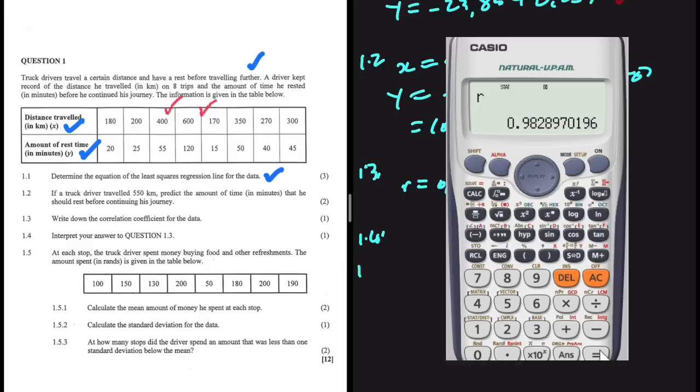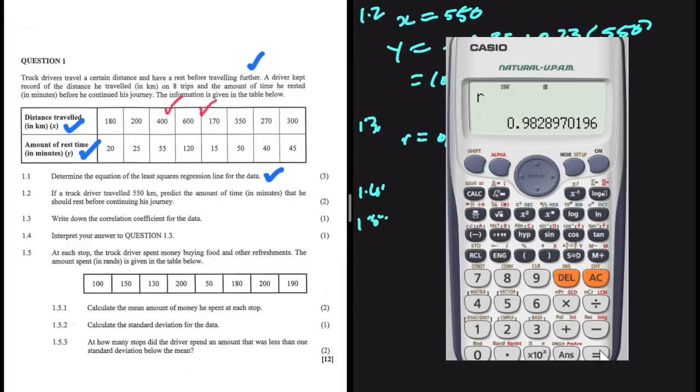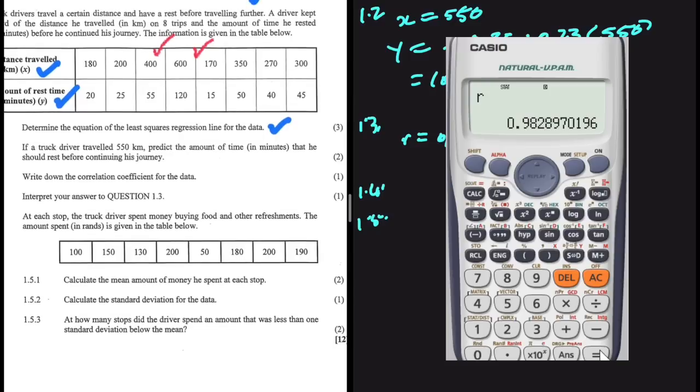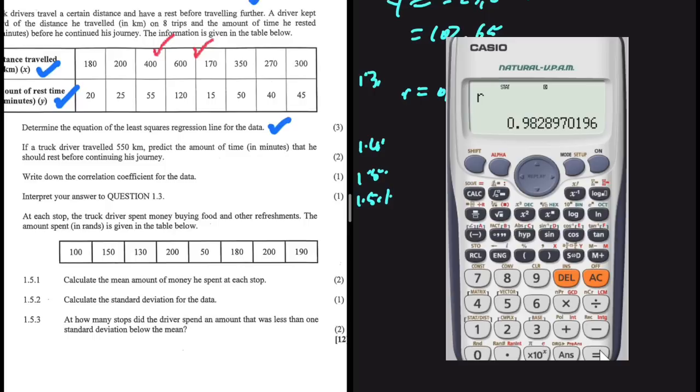That is 1.4. On the other hand, 1.5, at each stop, the truck driver spent money buying food and other refreshments. The amount spent is given in the table below. Okay, we have the amounts. And the first question, 1.5.1, calculate the mean amount of money he spent at each stop. Again, we can use our calculator here. Let me show you how.